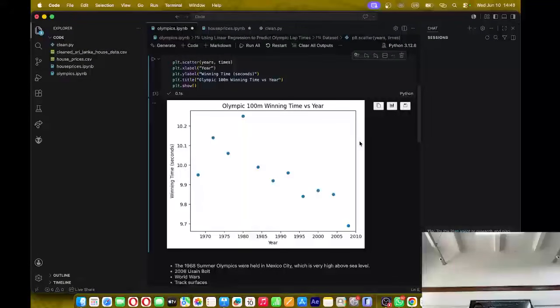In around 1975 it took more than 10 seconds, but around 2009-10 it's around 9 point something, right? What is the reason? Basically, when the times get better, it's better training, better equipment, better shoes, better trainers. But there are problems. 1975 is way worse than 1970, and here this is so much worse.